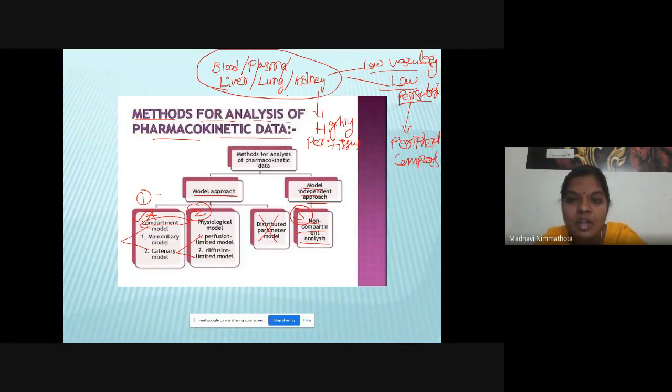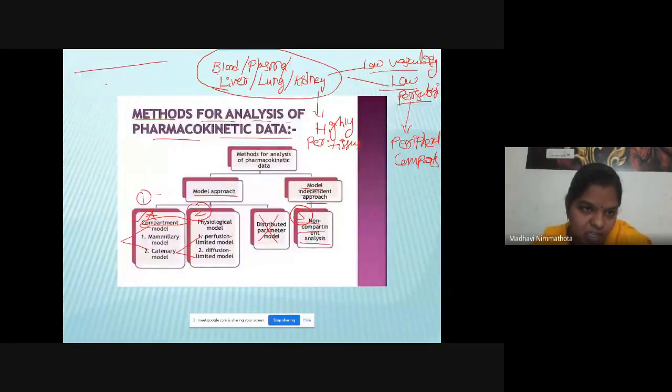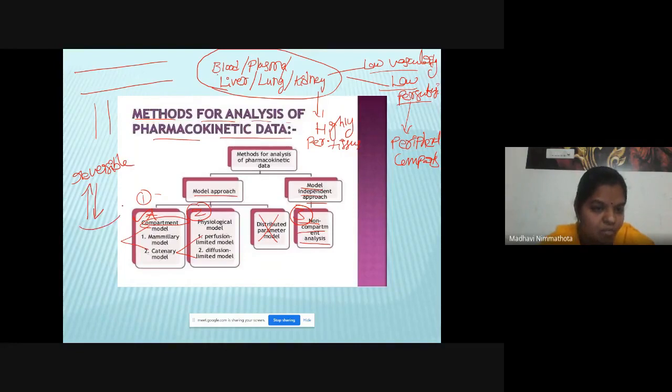Just listen carefully. These are all under central compartment, and the low vascularity, low perfusion tissues come under peripheral compartments. Once your central compartment is joined to the peripheral compartments, the movement of the drug, absorption, distribution, whatever it is, the ADME parameters will be going on. The compartments will be arranged either in series or parallel to each other in a reversible manner. That means it is shown with arrow marks like this, and these arrow marks indicate it is a reversible process.